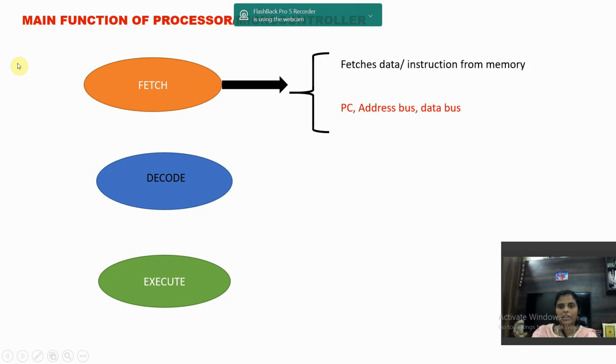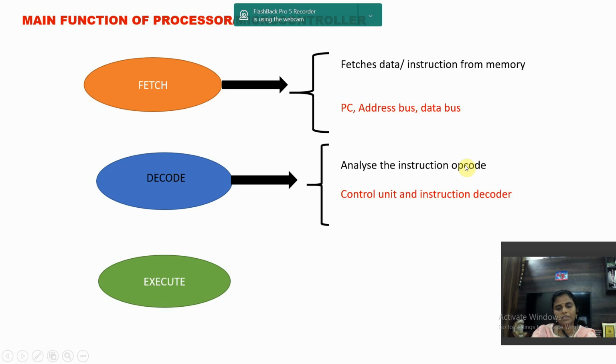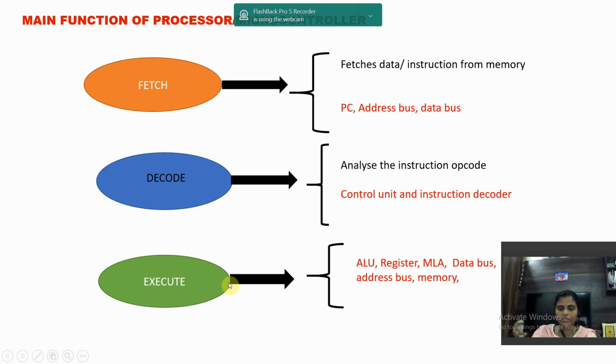What do you mean by fetch? Fetching a data or instruction from the memory. So in order to have this, I need program counter, address bus and then data bus. What do you mean by decode? Analyzing the instruction opcode, what the opcode represents, what the processor has to do with that opcode. So for that, I need an instruction decoder and the control unit. And the final operation is execution. In order to do the execution, I need ALU, and in order to store the result, I need either a register or a memory and data bus as well as the address bus.